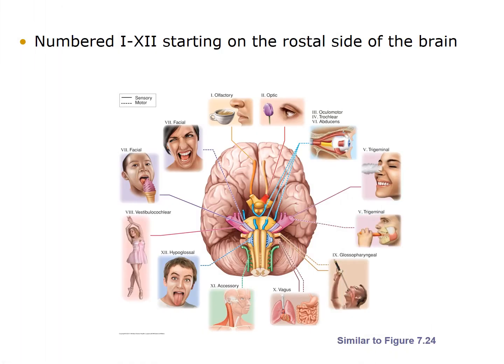The cranial nerves are given a Roman numeral designation, 1 through 12, starting on the rostral or anterior side of the brain. For example, cranial nerve number 1, the olfactory nerve, is found here. Cranial nerve number 5, the trigeminal nerve, is found here. And cranial nerve number 12, the hypoglossal nerve, is found here.